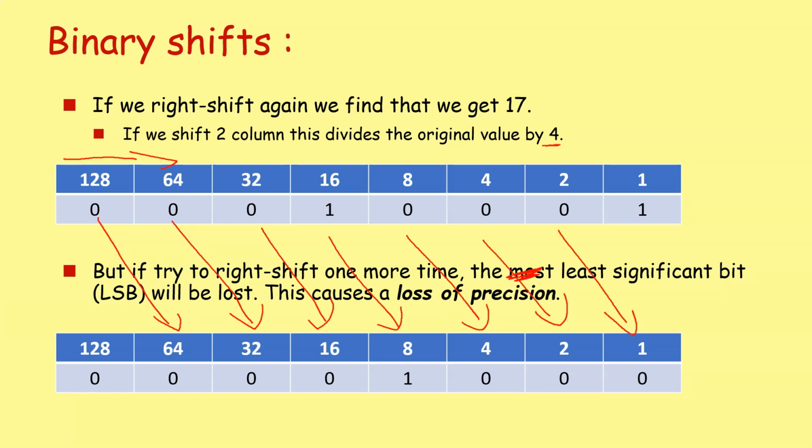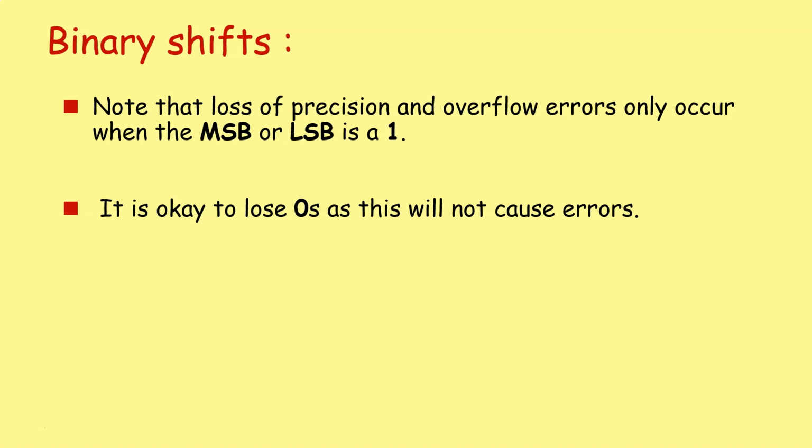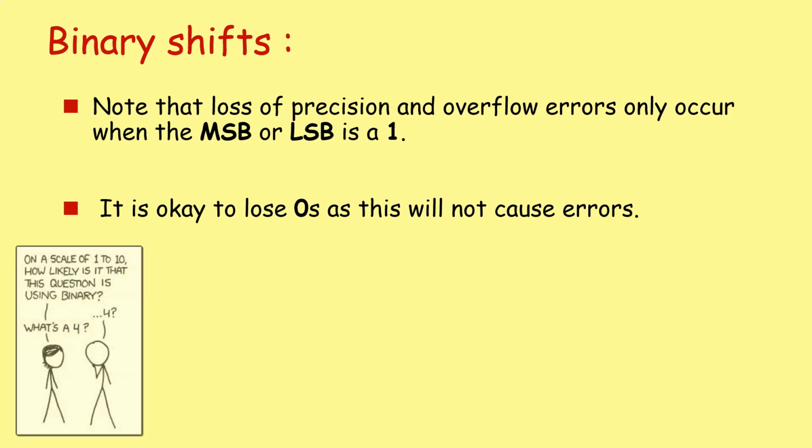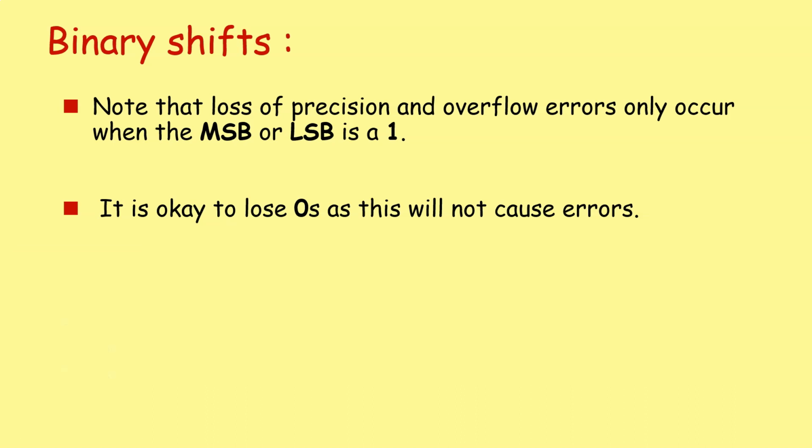But again, we've got a problem now. We've got a 1 left over, so 1 has value, and we try and shift that, there's nowhere to put it. We have a loss of precision. So if you get an example like this in an exam, you can explain you're losing the least significant bit, and this will cause a loss of precision. Note that loss of precision and overflow errors only occur when the most significant bit or the least significant bit is a 1. Losing zeros is fine. You don't want to lose any of the 1s because that will cause an error.